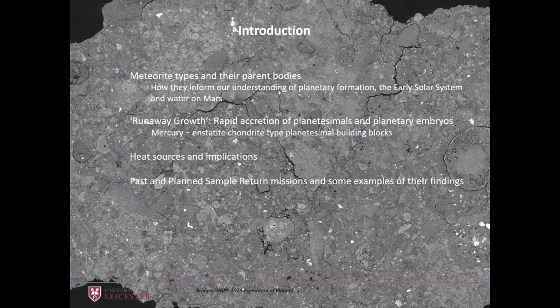So it's a vast range of topics about the evolution of our solar system that are tied in with this topic today. I'll focus on the runaway growth rapid accretion model for the formation of planetesimals and into our planets, and some of the evidence and implications for that, and a little bit about the heat sources and the implications of that for the early solar system. And then I'll finish up talking about some past and planned sample return missions and how that ties in with this work.